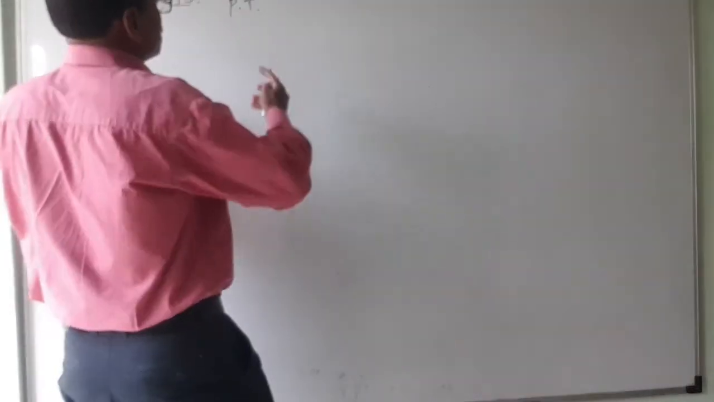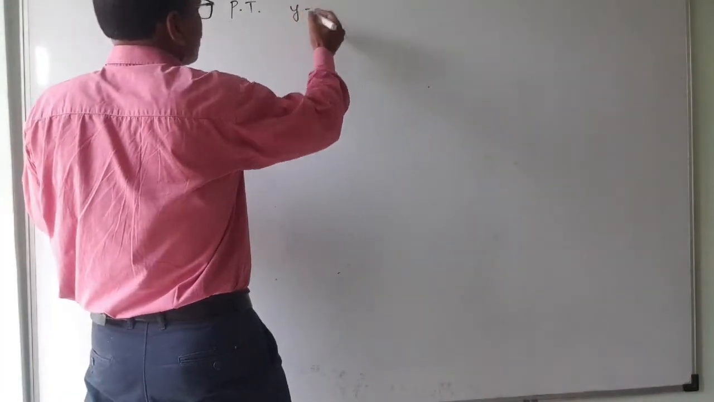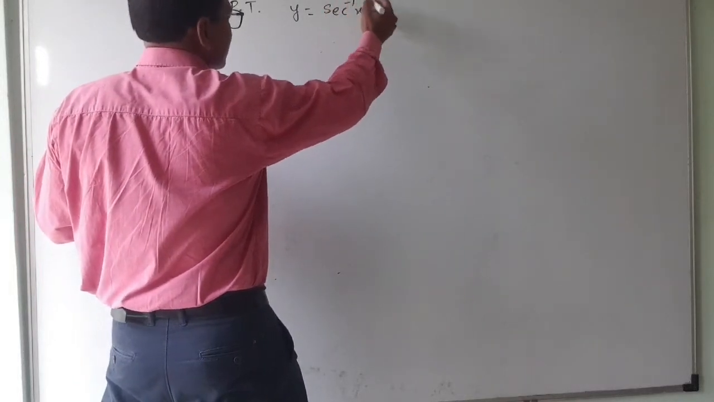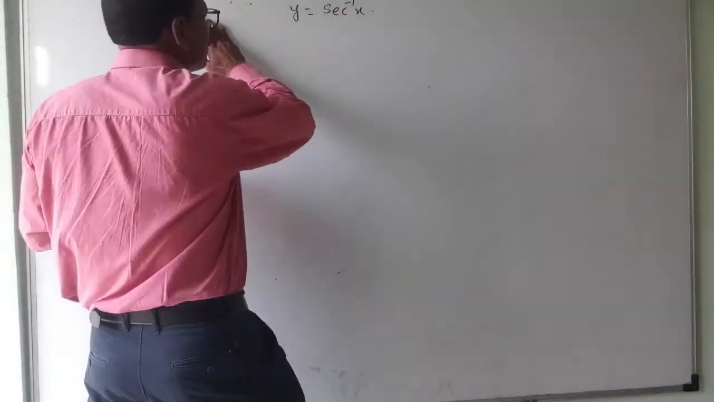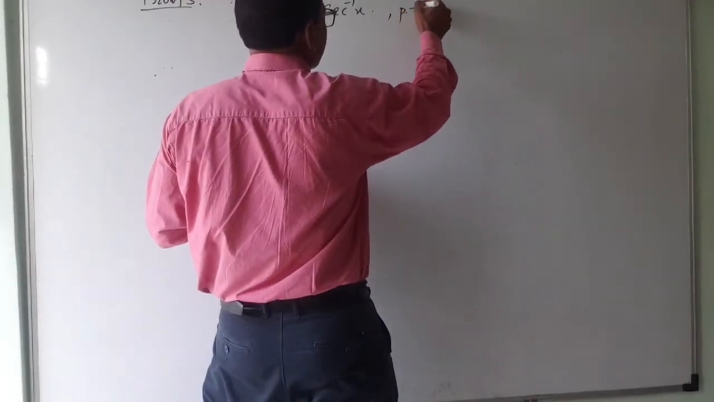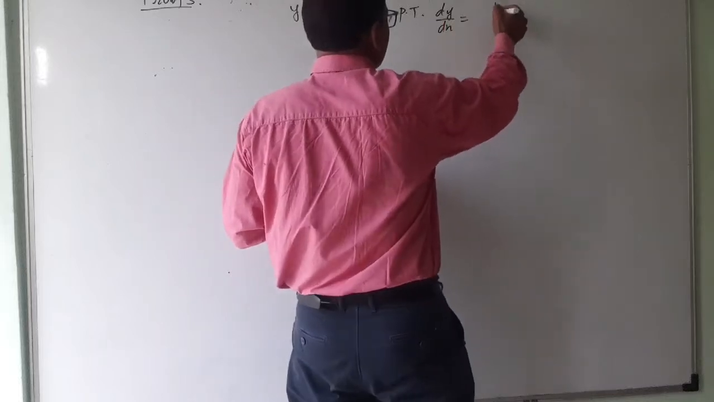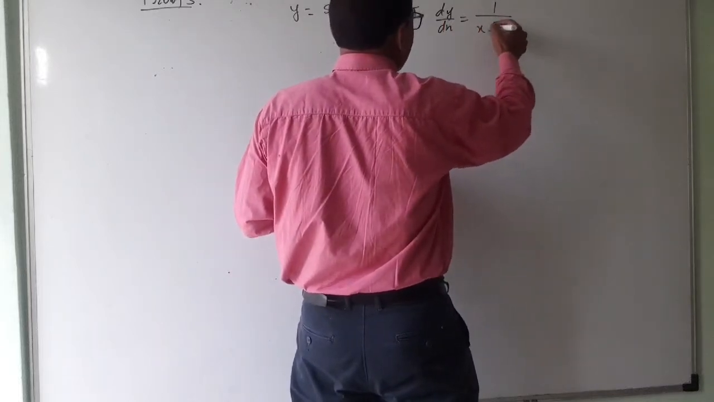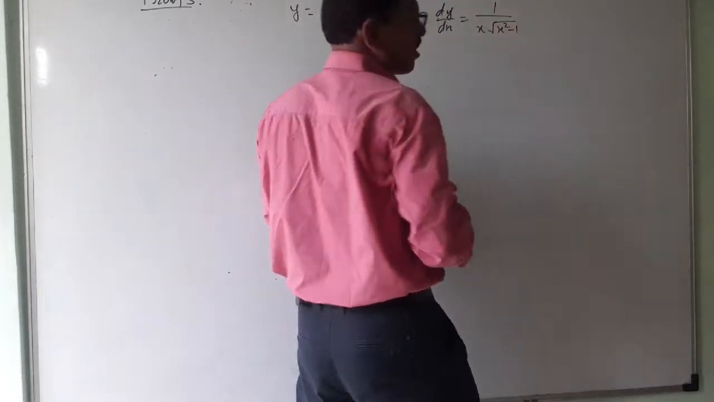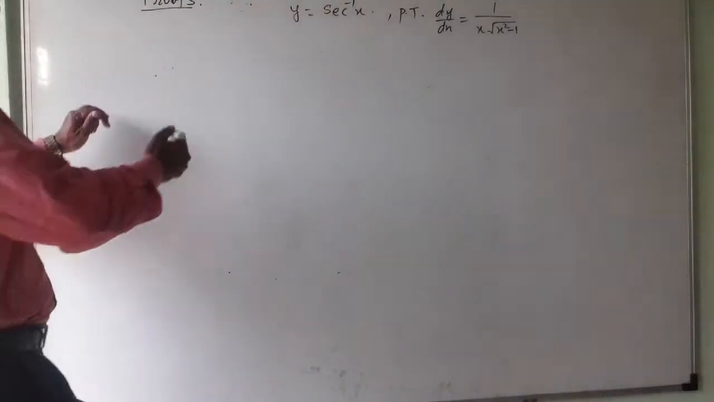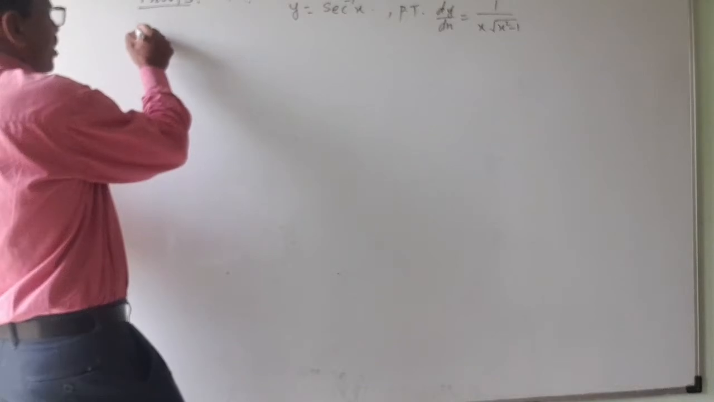y is equal to sec inverse of x. What we have to prove? dy by dx is equal to 1 upon x under root of x square minus 1. This we have to prove. Same way we can go. Solution or proof.